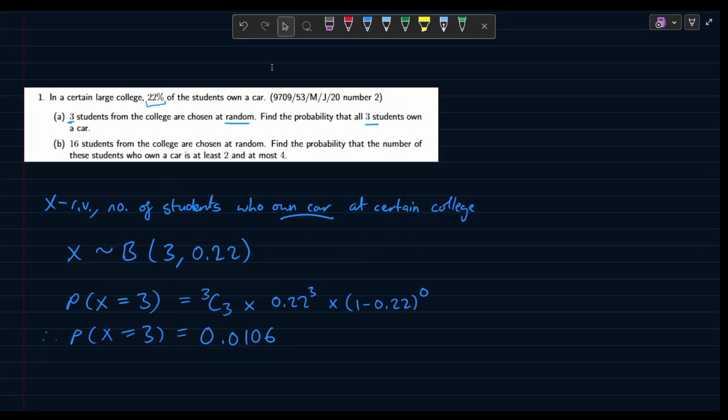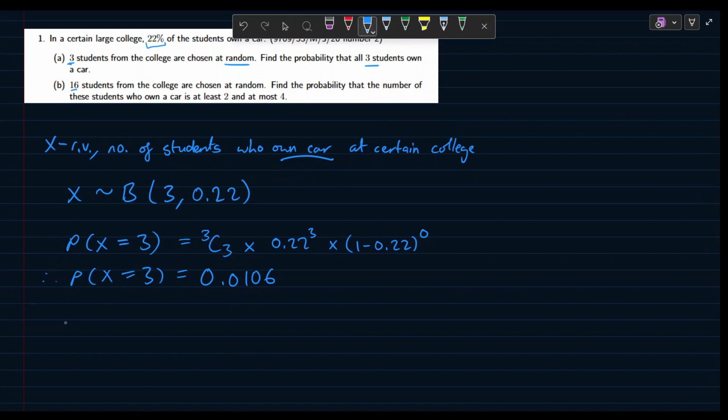Now we've been given that 16 students from the college are chosen at random. Find the probability that the number of students who own a car is at least 2 and at most 4. So we're still investigating the number of students who own a car, except now they've changed the sample size from 3 to 16. So let's define another random variable for that. So let's maybe call this random variable y. So RV, number of students who own a car at certain college.